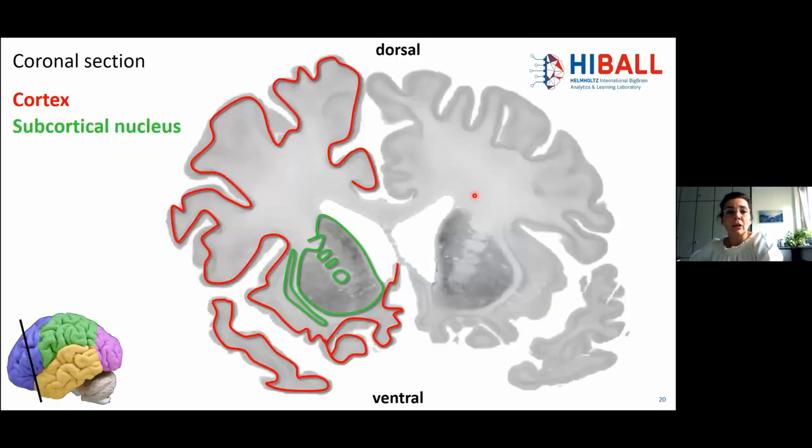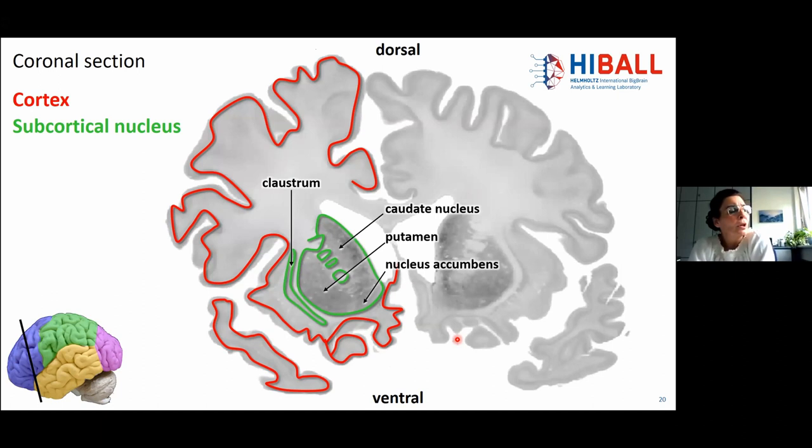So now we go back to the coronal section, and I've highlighted what we call cortex with these red lines, and I've highlighted subcortical nuclei that we can see here in green. And just so that you know it, because I'm not going to discuss it anymore today, but these structures are important for brain function, and I know that there are currently several research projects dealing with their mapping. So we have, for example, the caudate nucleus, the putamen, which would be this part here. We've got the nucleus accumbens, and we've got the claustrum.